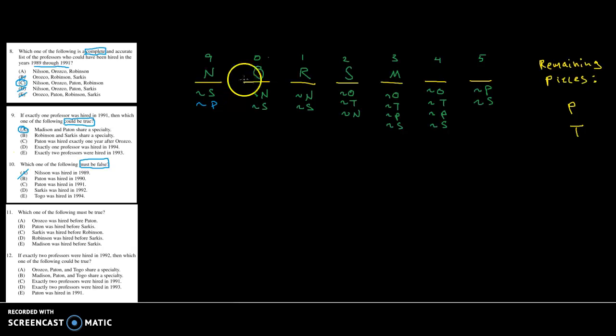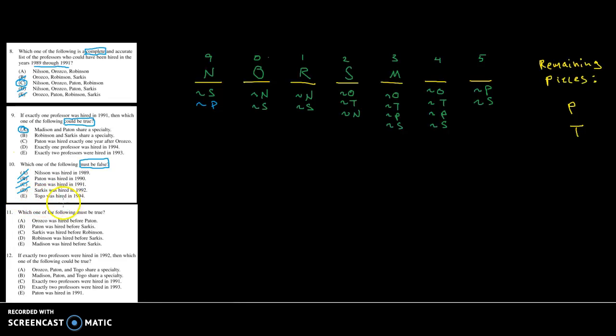P was in 90. Well, okay, we have O there, but it doesn't break a rule to put P here. So that's possible. We need something that must be false. So that's out. P was hired in 91. Well, we could put P there. There's no rule that says we can't, so that's out. S was in 92. Well, that's true, so that's out because that's not false. So by process of elimination, we have to be E.